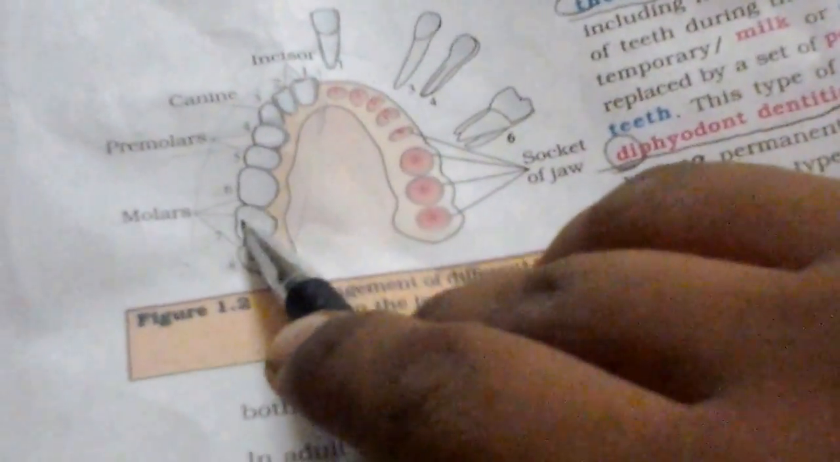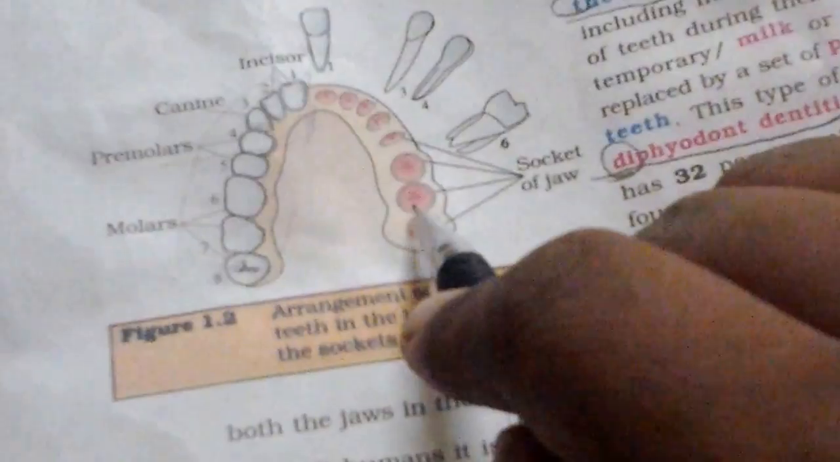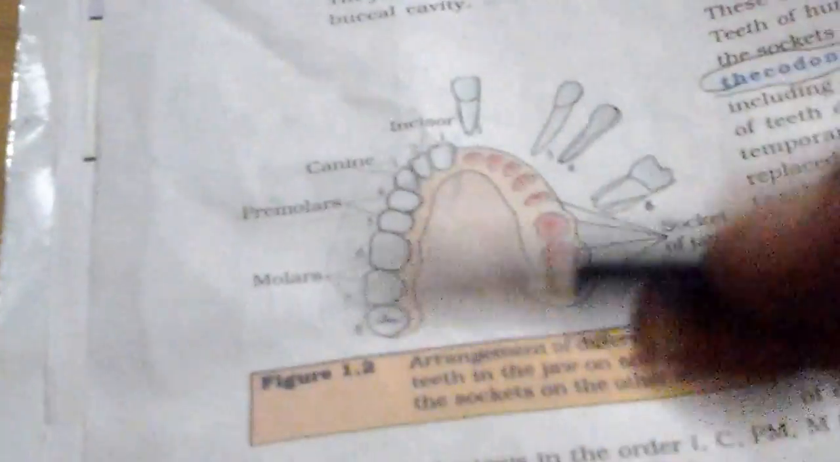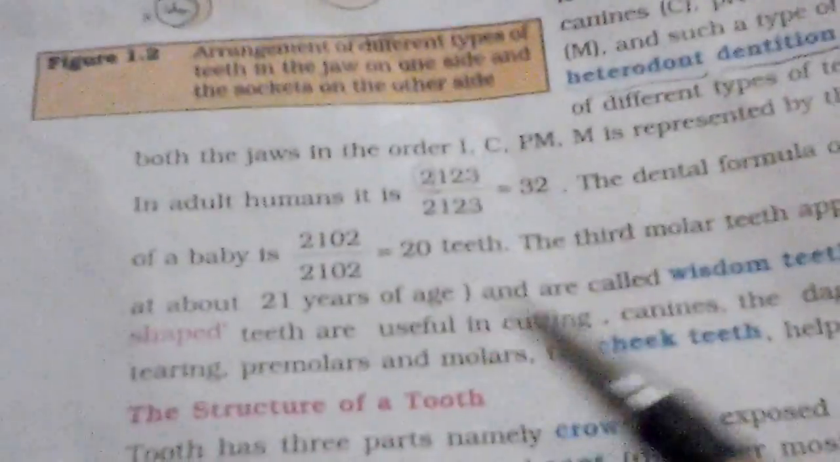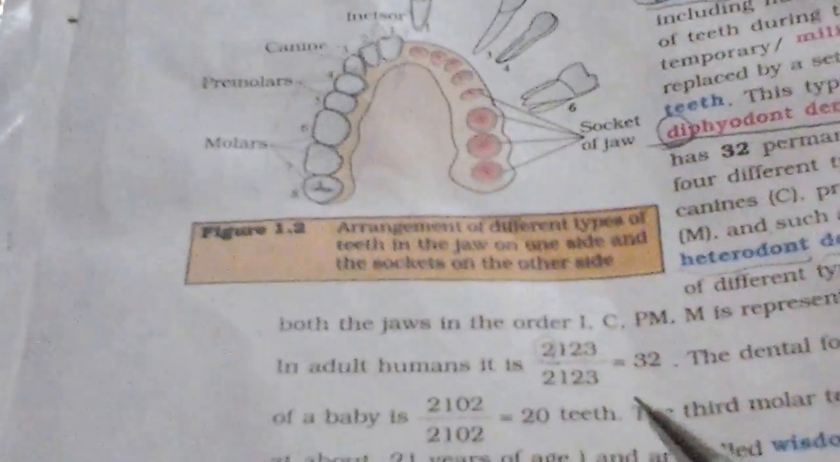This arrangement is again repeated the other way over here, and the same arrangement is repeated both on your upper and the lower jaw, which I've already discussed before. So 2, 1, 2 and 3. This is the arrangement of teeth in your adult.